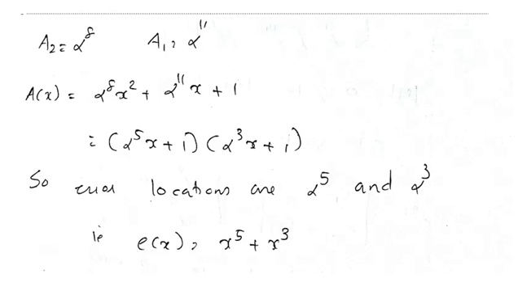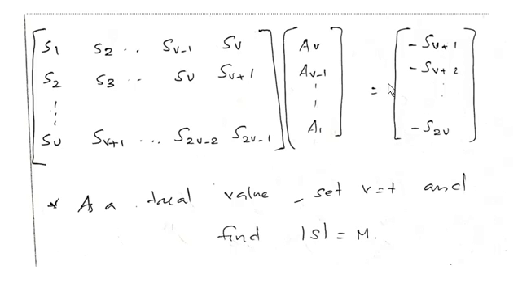After finding the number of errors, we can find the coefficients of the error locator using the general equation: the vector of coefficients a v up to a 1 is equal to M inverse into the vector minus S v plus 1 up to minus S 2v. So using that equation you will get the error locations, and using those locations you can find the error locator polynomial.